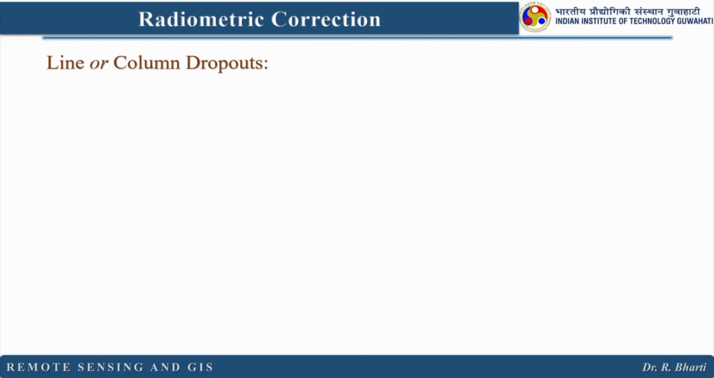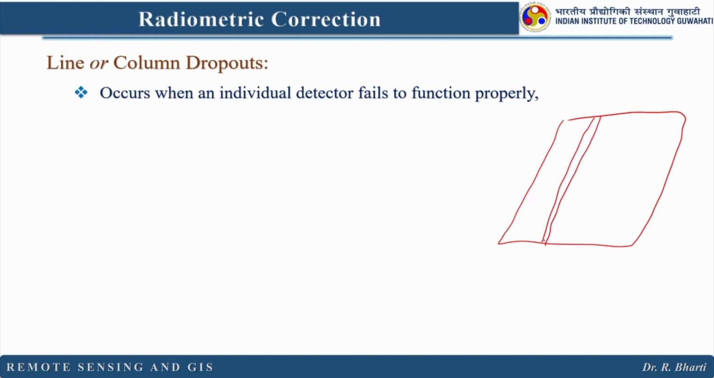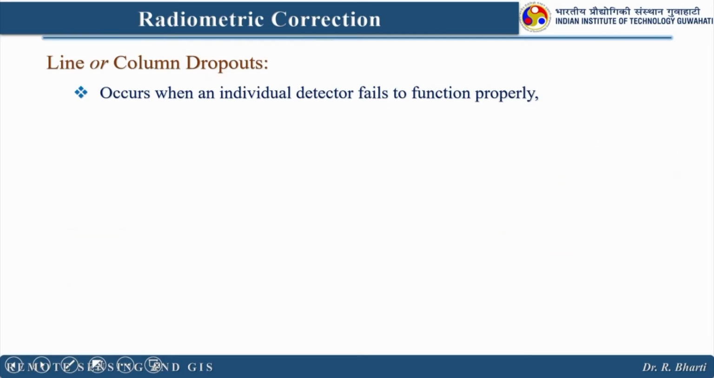Next is line or column dropout. So what do you mean by line or column dropout? There we had some random bad pixels, but here it will be continuous. So it occurs when an individual detector fails to function properly. So here what is happening? You will not have any data for that particular detector, right? So that particular detector has failed to record the data, and that is for the entire scene.